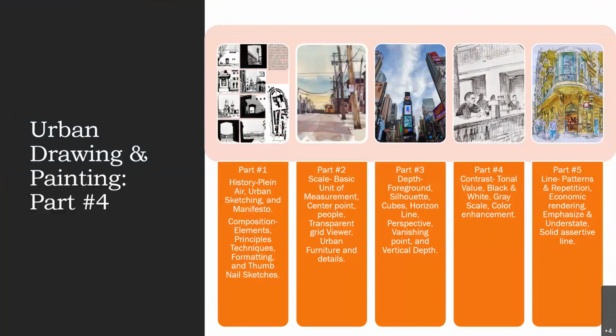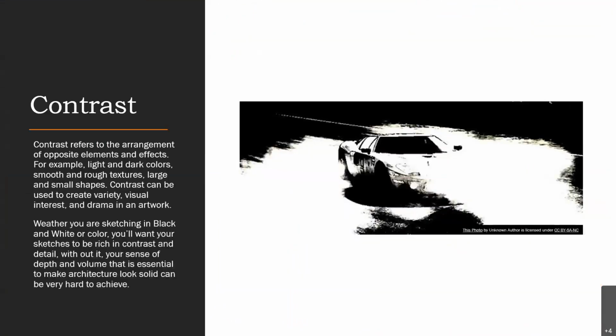Today we're going to be talking about tonal value or contrast, black and white, grayscale, and color enhancement in our urban sketching. Contrast refers to the arrangement of opposite elements and effects. For example, light and dark colors, smooth and rough textures, large and small shapes. Contrast can be used to create variety, visual interest, and drama in an artwork.